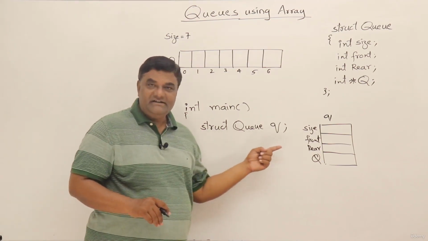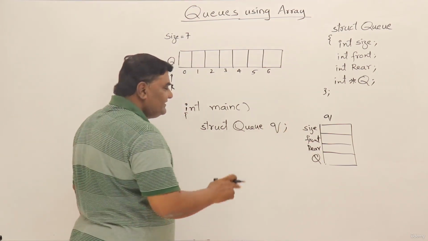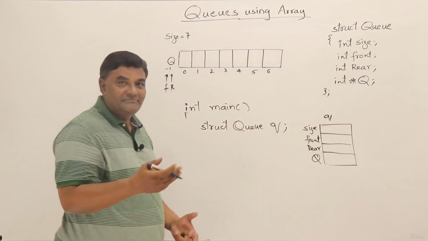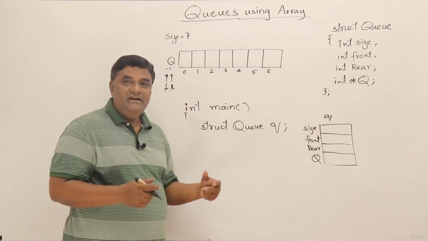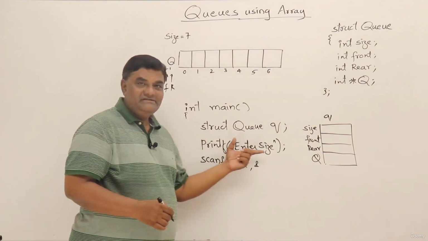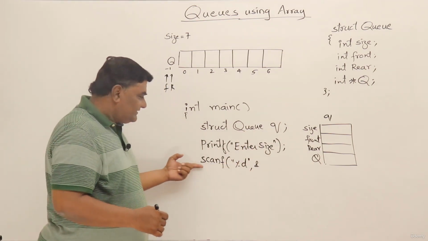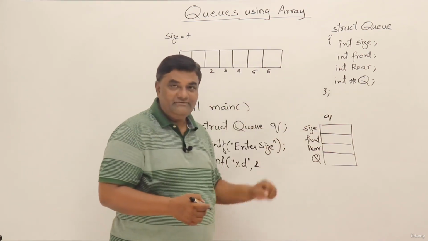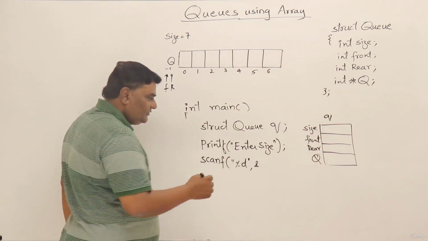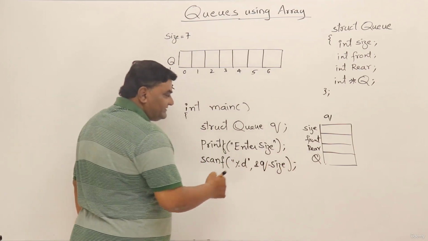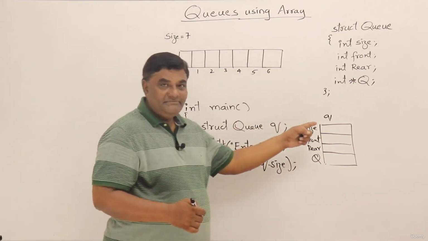So a variable is created, then we have to initialize all these. First of all, I will find out what the size is. I will take the size from the keyboard. I will give a message, enter the size of a queue, and then take the size. So here the message is enter the size, then scanf, I have to take the size. The size is q dot size. So whatever size is given, that size will be filled here.